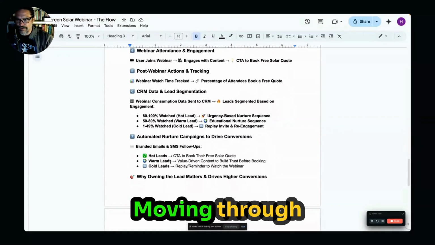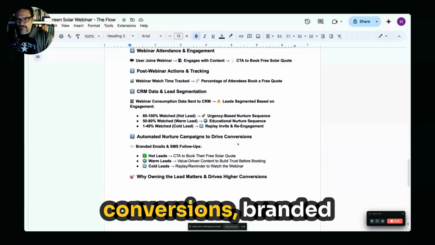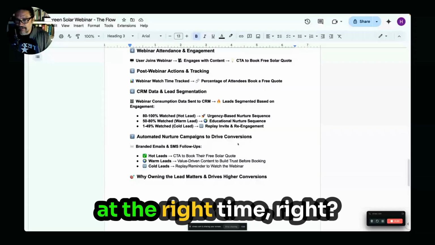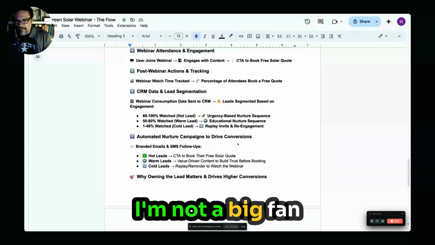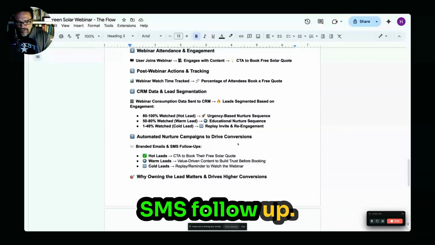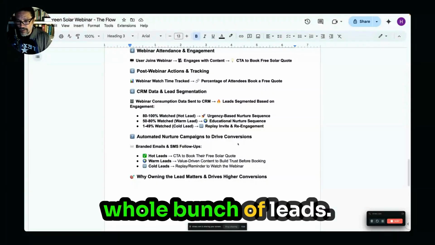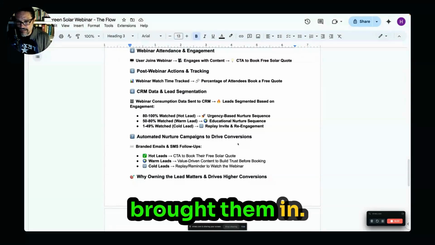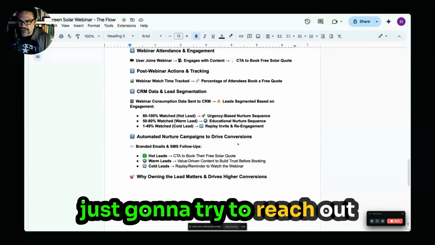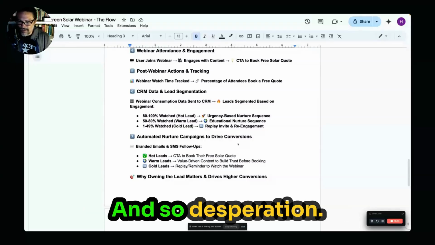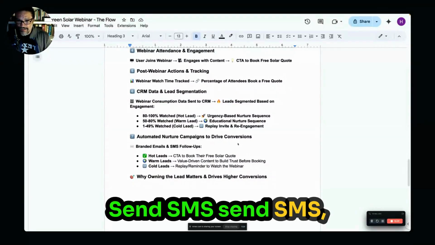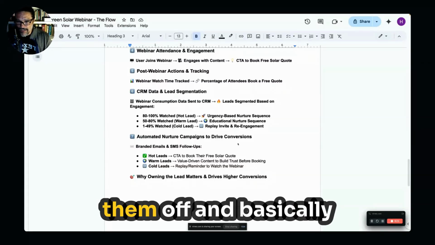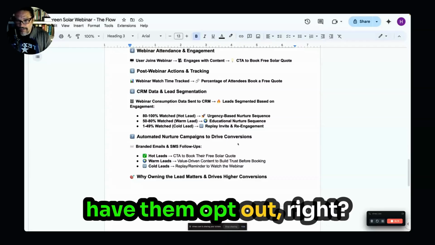Okay, moving through. Automated nurture campaigns to drive conversions, branded emails, SMS follow-ups at the right time, right? I'm not a big fan these days of doing SMS follow-ups. I can understand it if you're buying a whole bunch of leads that you have no idea what brought these individuals in. You're just trying to get an appointment, so you're just going to try to reach out to them any way you can. And so desperation, send SMS, send email, whatever the case might be. SMS is a quick way to make people mad, piss them off, and basically have them opt out, right?